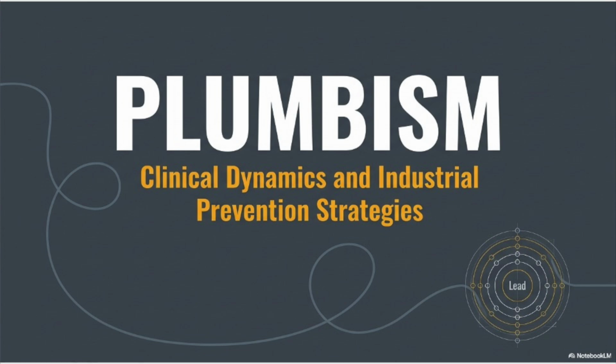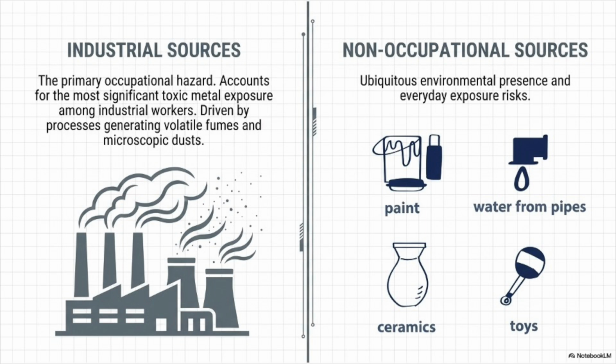Lead poisoning, also known as plumbism or saturnism, is a toxic condition caused by excessive absorption of lead into the body. Although environmental exposure still exists, occupational exposure remains the major concern in public health because workers are repeatedly exposed over long periods. Let us begin by understanding the sources of lead exposure.